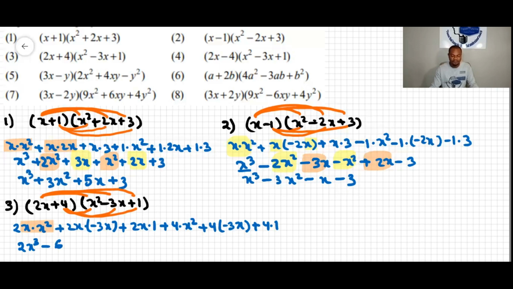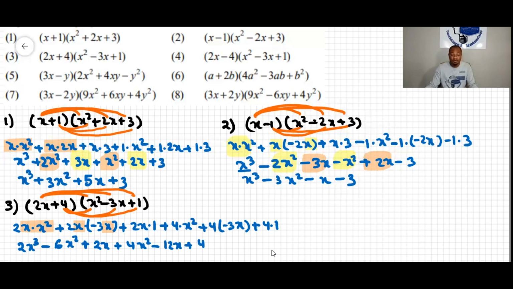And then the fact that we have x over here and then x over there, that makes x to the power of 2, law of exponents. And then plus 2x times x makes 2x, plus 4 times x squared makes 4x squared, and then positive 4 times negative 3, so positive times negative makes negative, so this becomes negative 12x, and then plus 4.